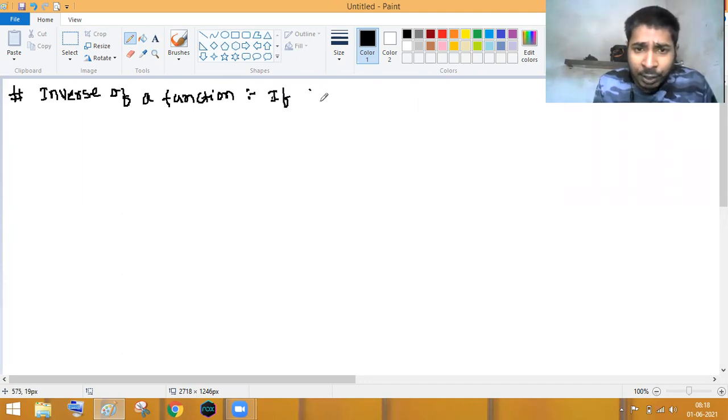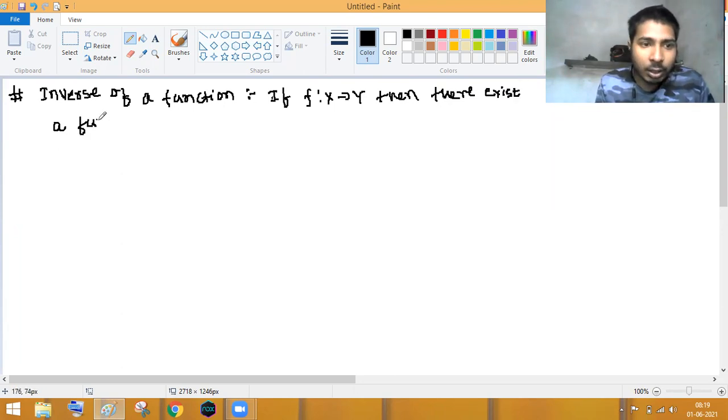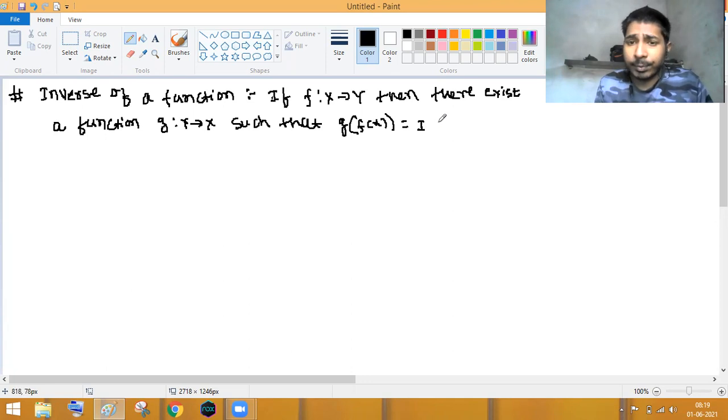If f is defined from x to y, a function is defined from x to y, then there exists, this is the symbol for there exists, a function g from y to x such that g of f of x equal to identity function, or f of g of x is equal to identity function.